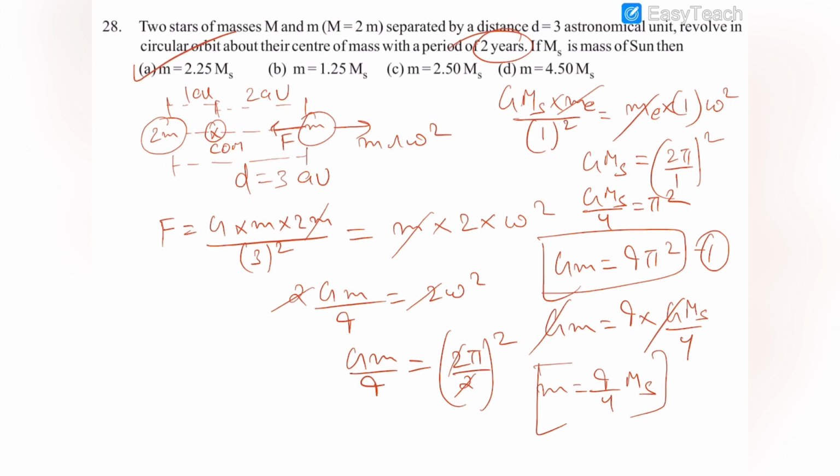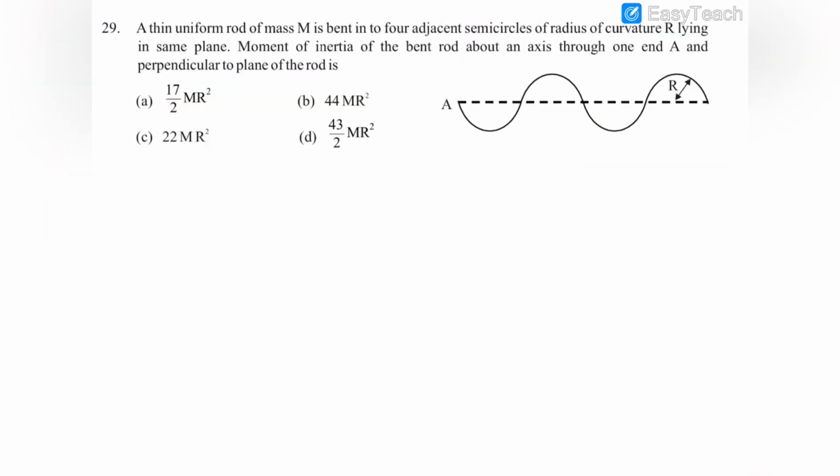Now we move on to the next question. In this question, you can see that there is a rod of mass m which is bent into these 4 semicircles like that. And for this rod, we have to find out the moment of inertia about an axis which is passing through A and perpendicular to this plane, coming out towards the observer, which is us.